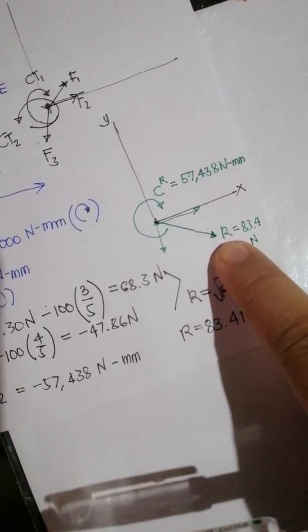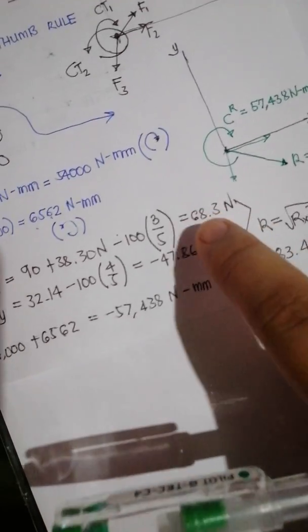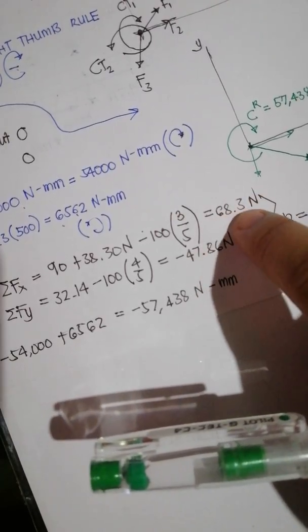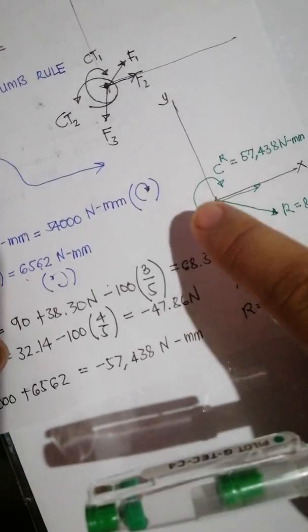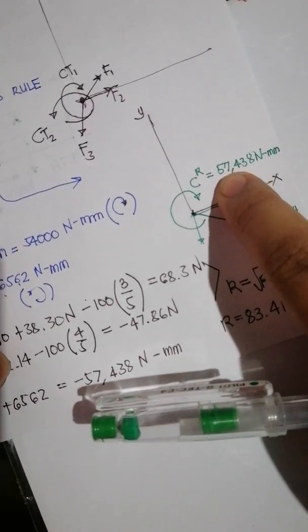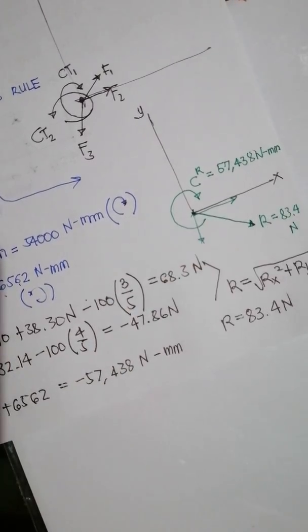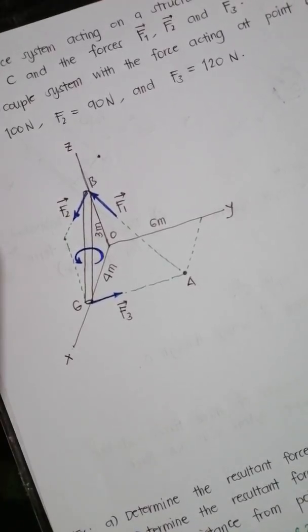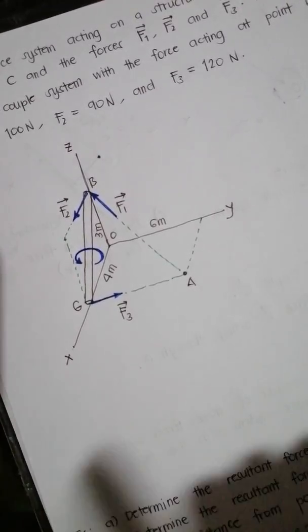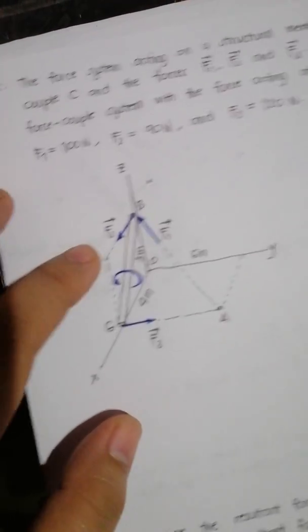The resultant force is 83.4 Newton in magnitude. But as for its x and y components, 68.3 and negative 47.86, and for the couple resultant, 57,438 Newton mm clockwise. Yan. Okay. So, we're going to proceed to the next example.